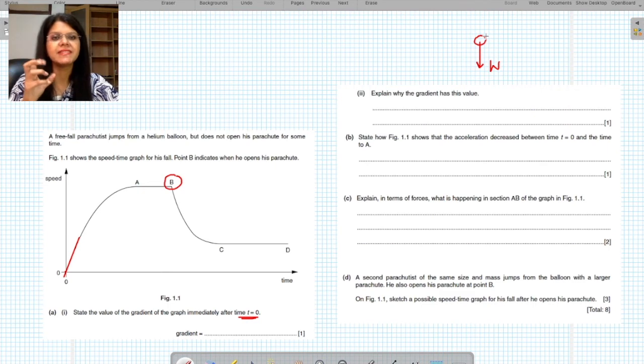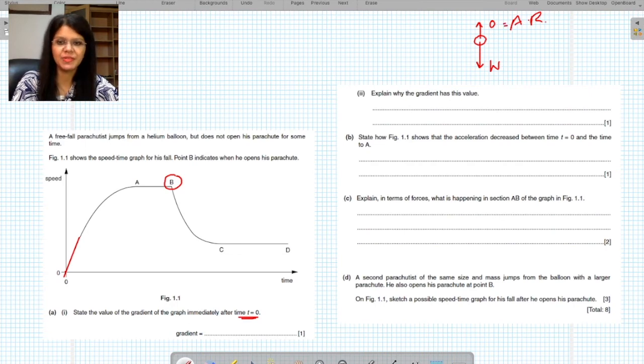He has just taken a drop. His velocity is initially 0. He's just started falling from 0. Air resistance in the opposite direction is 0. Ideally, I should not be drawing any arrow here because no force, no arrow. Air resistance is 0. So what is the total force acting on the object? Total force, it is just the weight, right?